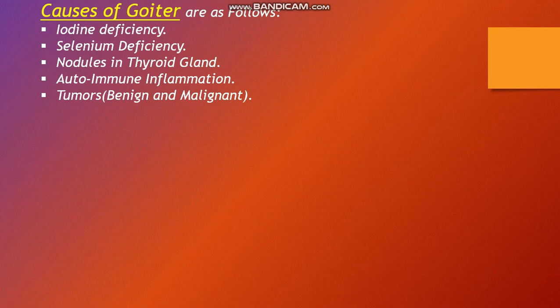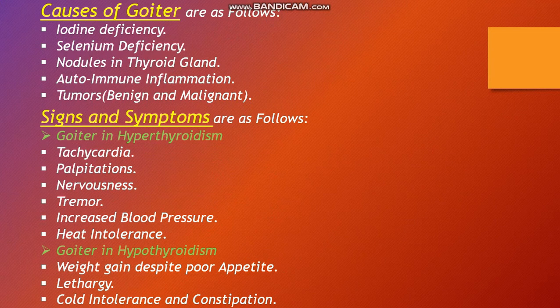Causes of the goiter are as follows: iodine deficiency, selenium deficiency, nodules in the thyroid gland, autoimmune inflammation, tumors, benign and malignant. Signs and symptoms are as follows: goiter in hyperthyroidism, tachycardia, palpitation, nervousness, tremor, increased blood pressure, heat intolerance. Goiter in hypothyroidism, weight gain despite poor appetite, lethargy, sluggishness, cold intolerance and constipation.